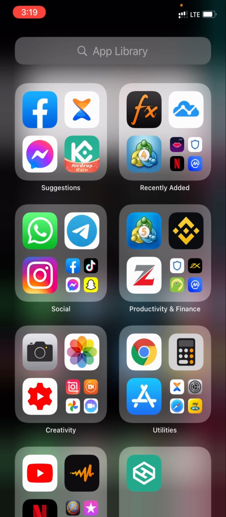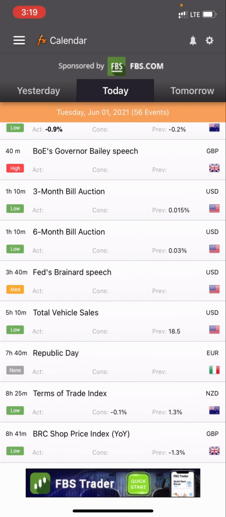Without wasting much time, I want to show you guys something very important that will help your trading experience much easier and better. Now, this app here called MyFxBook. I just click the app right now.